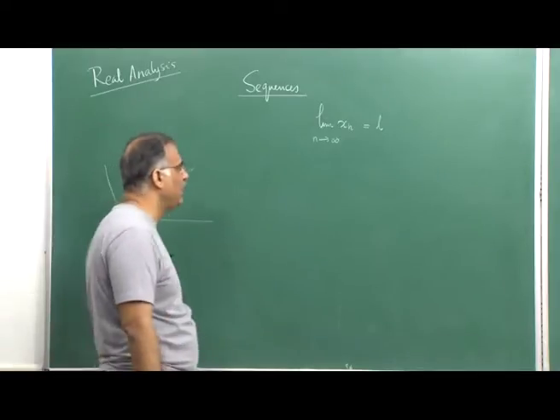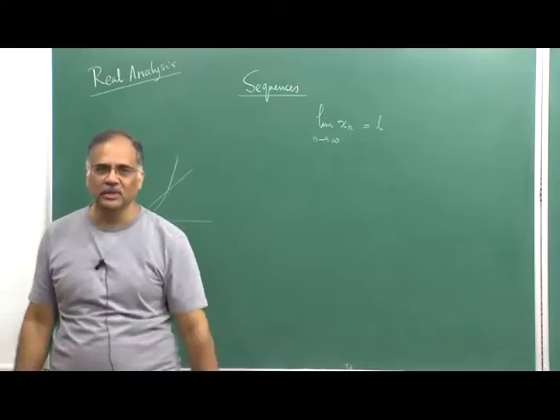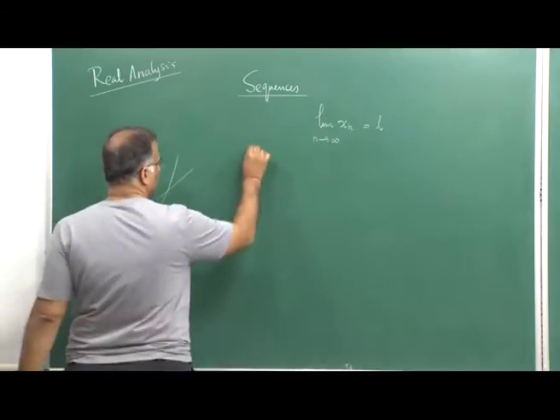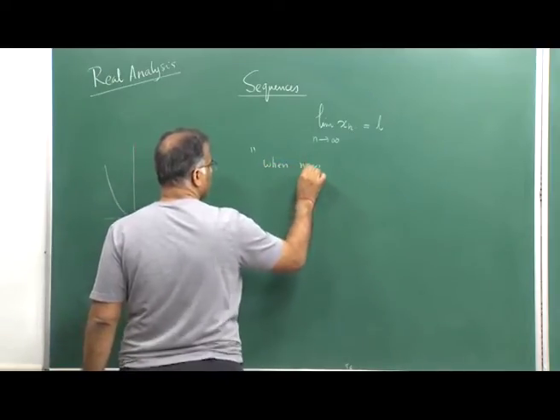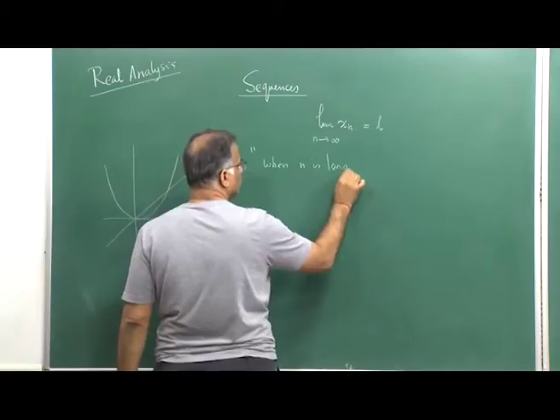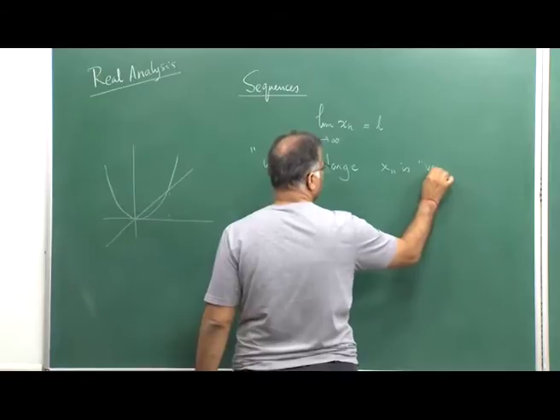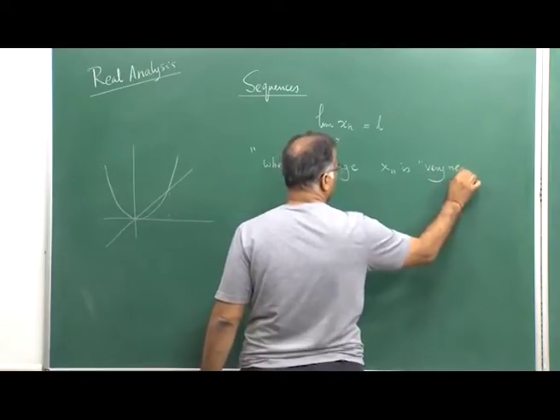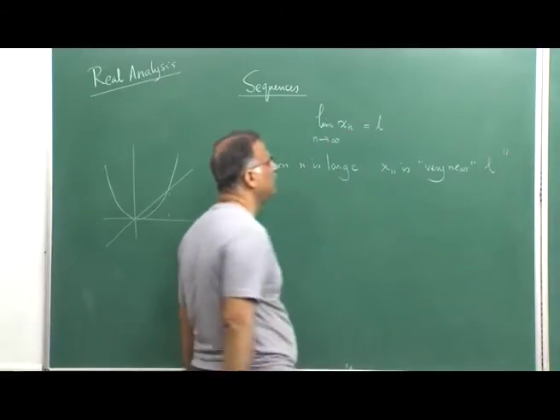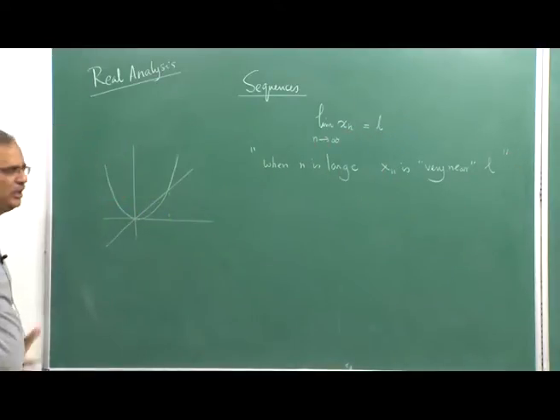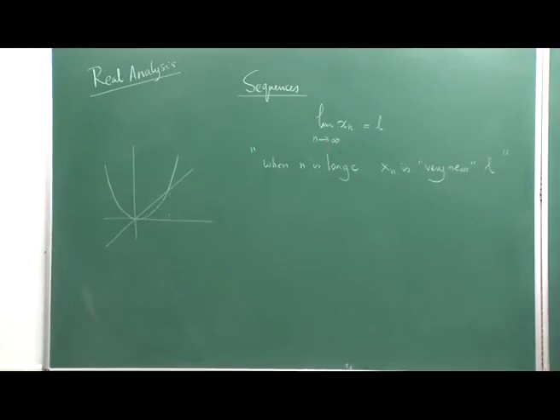What it says is that when n is very large, xn is actually very near L. That is the meaning of this. So, the English statement is this: when n is large, xn is very near L, of course you have to quantify what is very near. That is the English meaning of the statement. Intuitively this is the meaning. So, when I have this meaning, how do I translate it into a mathematical language?